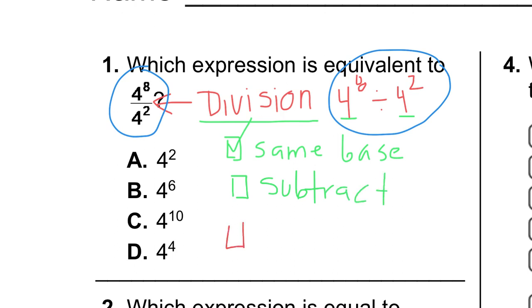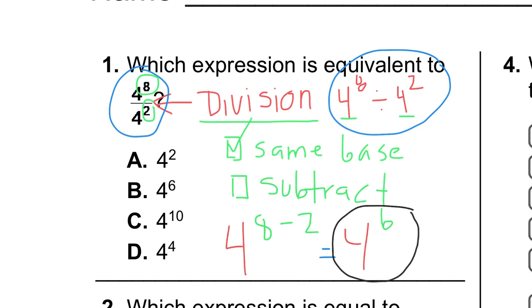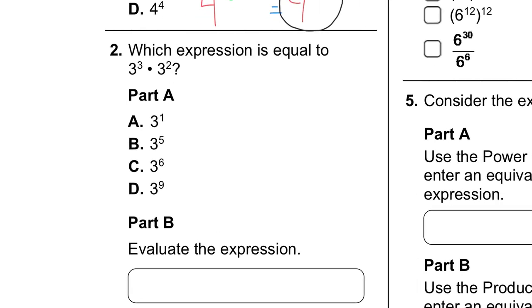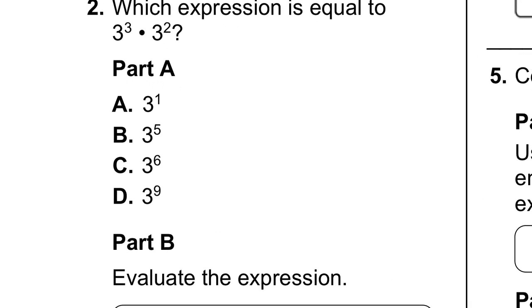We got 4 is the same base, and we have 8 and 2. So we're going to put 8 minus 2. That should give us 4 to the 6th power. Find out which multiple choice gives you that solution. So your page should start looking like this with the information under problem number 1. Our next problem is problem 2. Take a moment to solve it and then come back to this video.